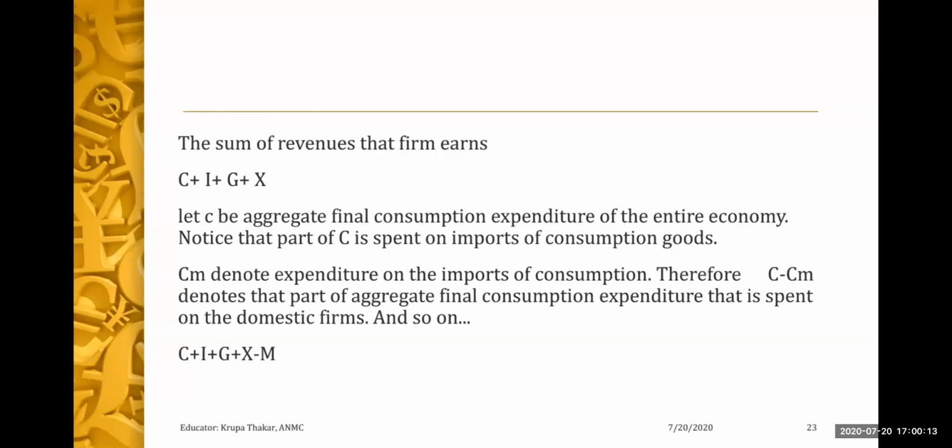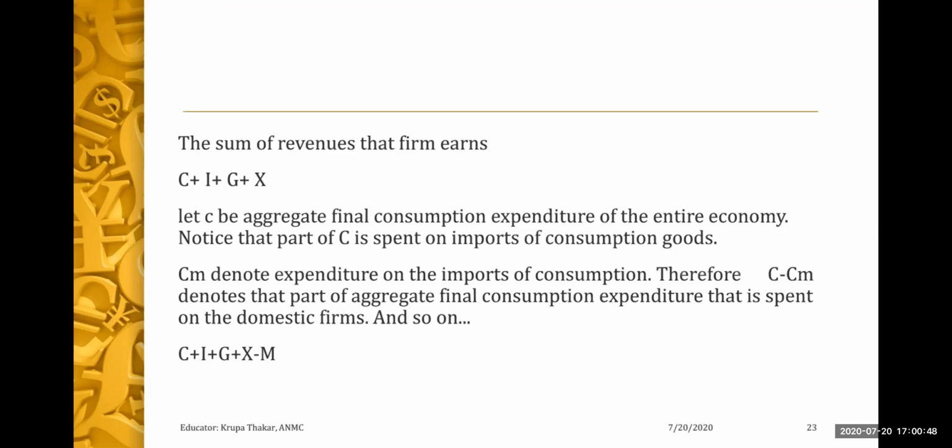Now here C is the aggregate, which includes CM also, and I means investment. Again, in the same way, I is the aggregate that includes imports of investment also. So I minus IM will give you your domestic investment, that is the investment in the domestic territory. Similarly, G minus GM will give you the domestic government expenditure, where G is the aggregate expenditure of the government of the economy, and GM is the part of G which is spent on imports.